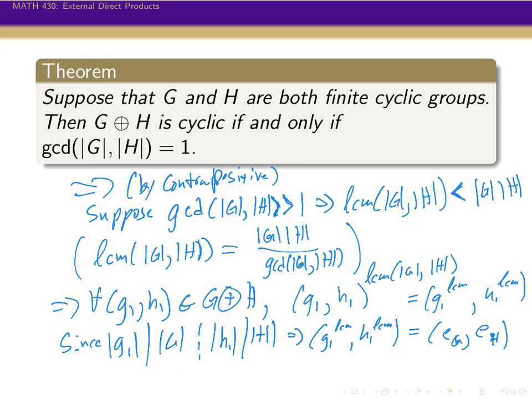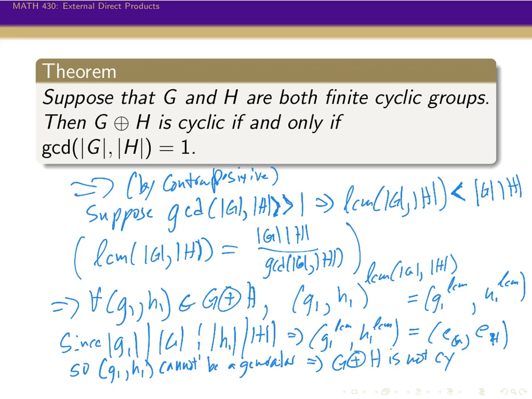So none of the elements have a high enough order to generate the entire group. So (G1, H1) cannot be a generator. And so since no elements can be generators, this means G plus H is not cyclic. Okay.